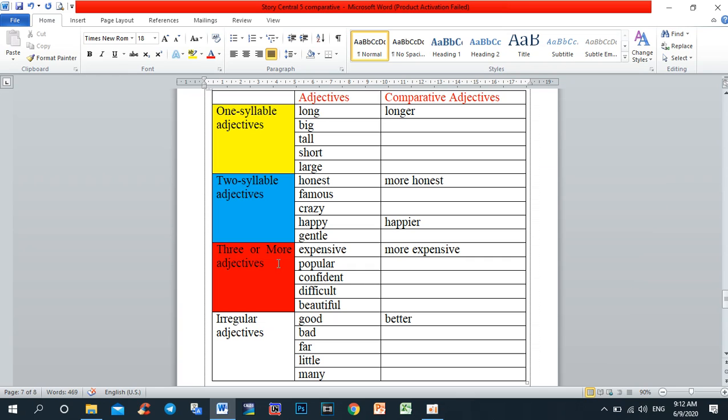And this one is three or more syllable adjective. Okay. Expensive becomes more expensive, popular, confident, difficult, beautiful. Okay. For irregular adjectives, you need to change it. Good becomes better. Bad becomes what? Fast becomes what? Little and many.